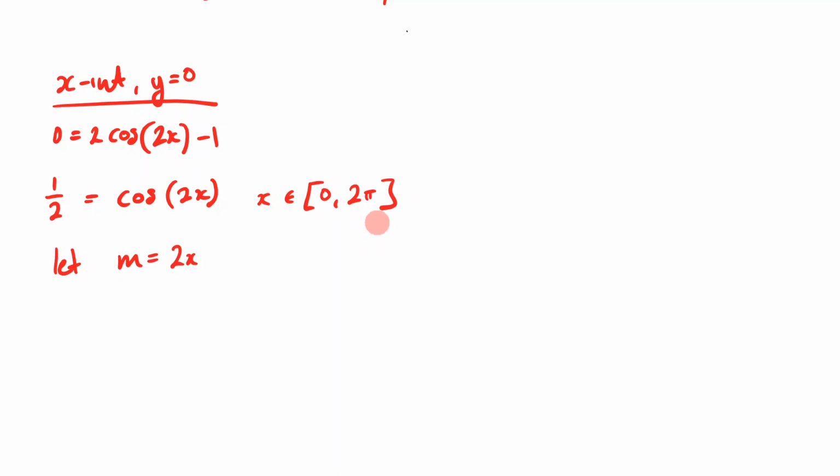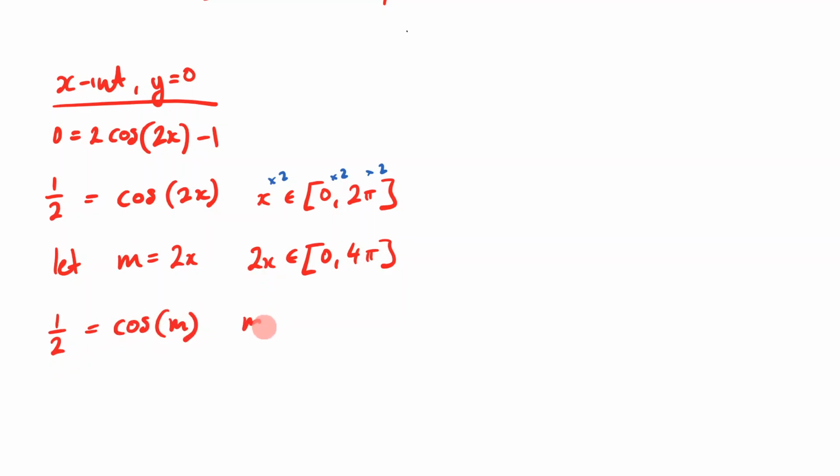Now, if I'm getting things in terms of m now, I'm going to have to times this by 2, which means I have to times that and that also by 2. So that means I'm going to end up here with 2x is an element of 0 to 4 pi. Okay, once I've done that, this is going to be a half is equal to cos of m, and this is going to be m is an element of 0 to 4 pi. So this now is what I'm solving.